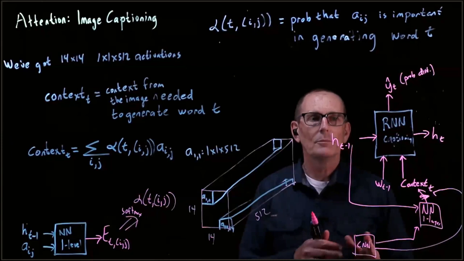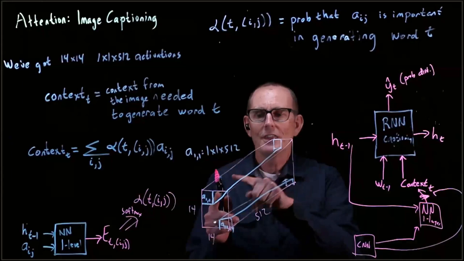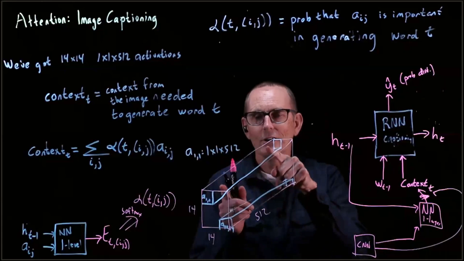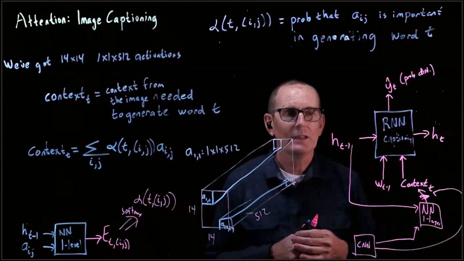But you can imagine the CNN might be generating features that are okay for doing captioning, but not really perfectly suited. You can imagine with some fine-tuning, maybe the CNN would learn to generate better features here that were more crisply defined for doing captioning as opposed to classification on 1,000 different types.